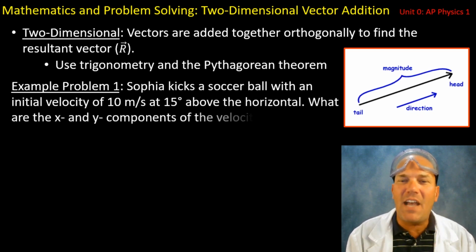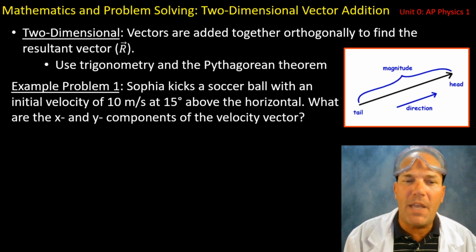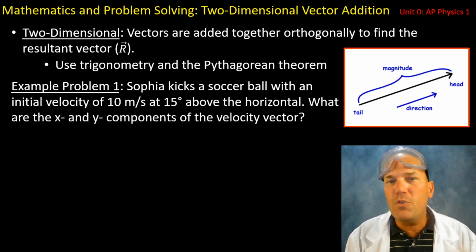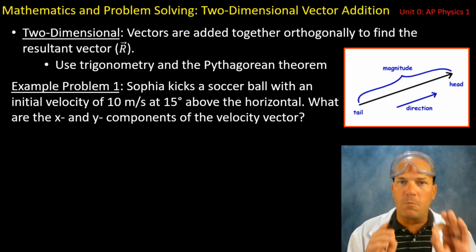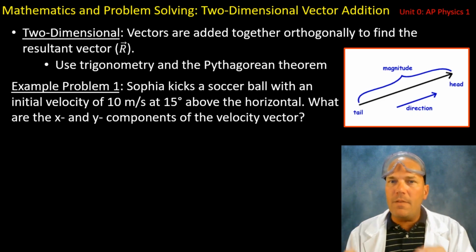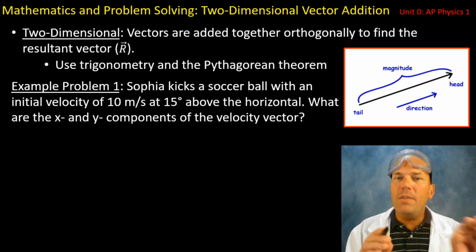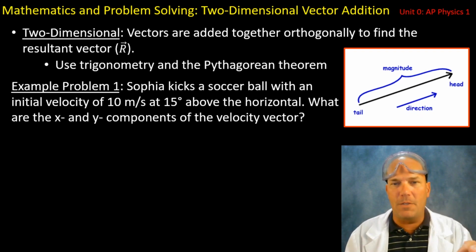Sophia kicks a soccer ball with an initial velocity of 10 meters per second at 15 degrees above the horizontal. Notice the use of relative directions, 15 degrees above the horizontal. What are the x and the y components of the velocity vector?